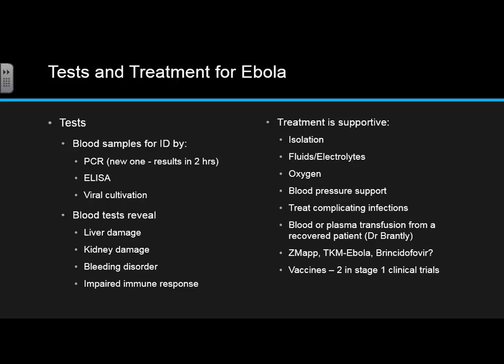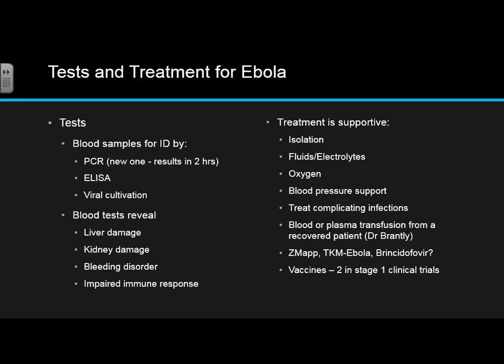Oxygen, of course, trying to help your system function properly. Blood pressure support, that's part of fluids and electrolytes. Treat complicating infections. Blood or plasma transfusion from a recovered patient. And that's what Dr. Brantley has done. Dr. Brantley has given his plasma to several people because he has antibodies in his plasma. He developed a normal immune response to this infection. And so now he has circulating antibodies in his plasma. And so they're trying to give people who have Ebola his plasma to see if his antibodies will help fight the infection for them while they mount an immune response and actually can fight the infection. So that's why that's been done.